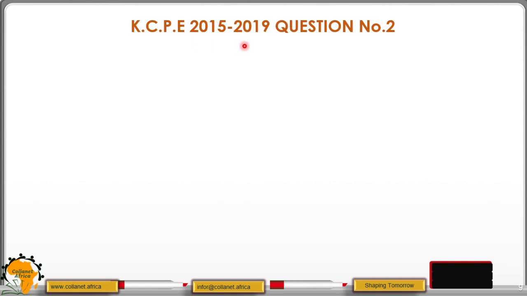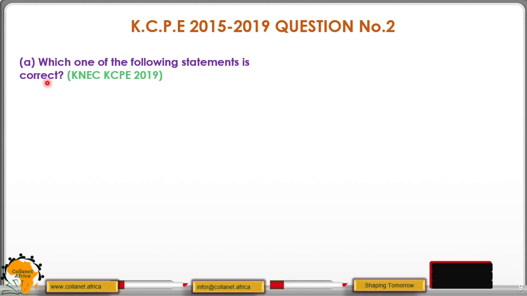Hello learner, welcome to our second lesson, and here we are going to look at question 2 from 2015 to 2019 KCPE according to the Kenya National Examination Council. We are going to look at the first one, which came from 2019 question 2, which says which one of the following statements is correct.